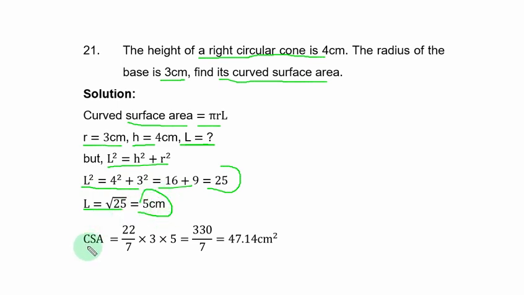Curved surface area is equal to pi 22 over 7 times radius 3 times slant height 5. When you multiply, you have this result. After division, you have 47.14 square centimeters.